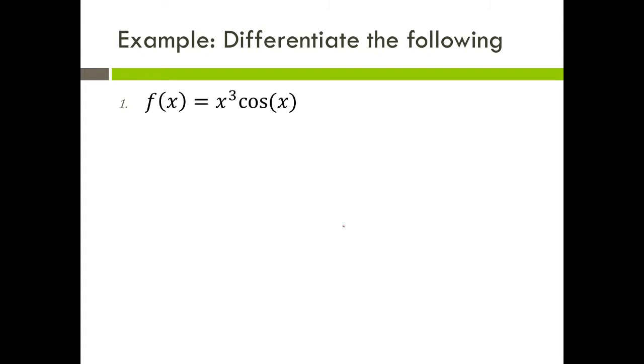Okay, so here we go. f of x is equal to x cubed times cosine x. So this is two functions being multiplied together. I'll write it as f times g prime. So the derivative of f times g, because we really have two functions, f and g, is going to be f times g prime plus g times f prime.